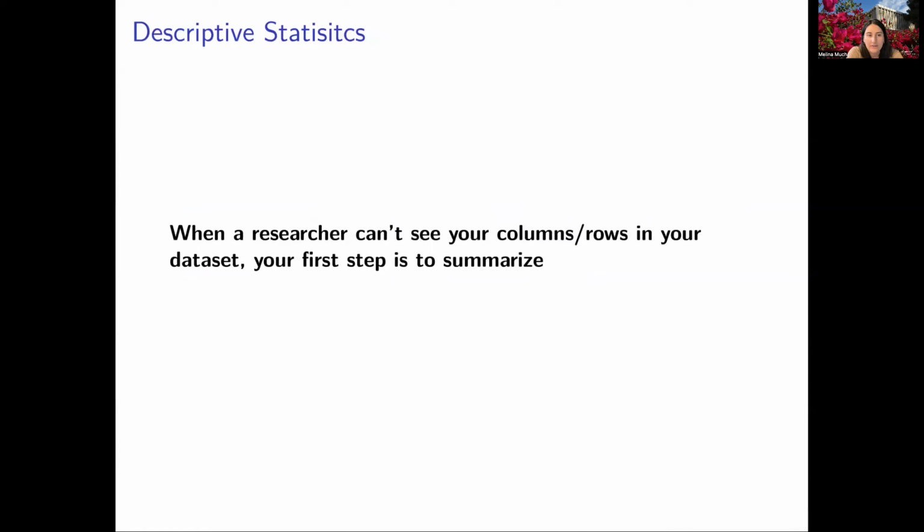So think again, the researcher that you're maybe giving a presentation to or who is reading your paper can't see your columns or rows in the same way you can. So you have to summarize those columns or those rows as single numbers. So we're going to think about the ways that we can summarize our columns in particular as single numbers moving forward.